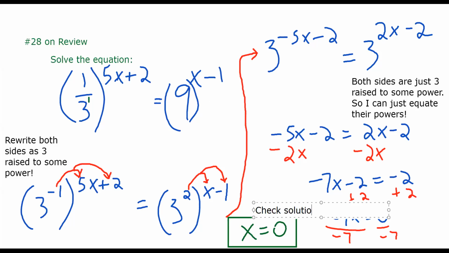Now, technically, we should check the solution. We should check x equals 0. We should plug it into the original equation. We'll just do it verbally. It's going to be okay. 1/3, you put a 0 in, that's going to be 5 times 0 plus 2. That's going to be 1/3 to the second power, which becomes 1/3 squared, becomes 1/9. You put a 0 into the right-hand side. You're going to have 0 minus 1. You're going to have 9 to the negative first power, which shoots the 9 to the bottom and becomes 1/9. In other words, this does work.